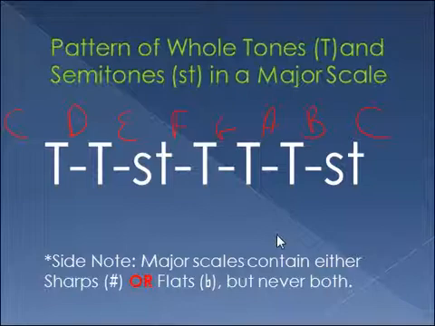Fantastic. All right. So what it is C to D. Check that out in your fingering chart. But if you look, C to D is a tone. Cool. D to E is a tone. E to F is a semitone. F to G is a tone. G to A is a tone. A to B is a tone. And B to C is a semitone.